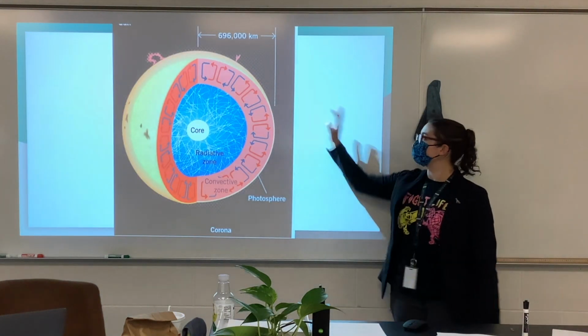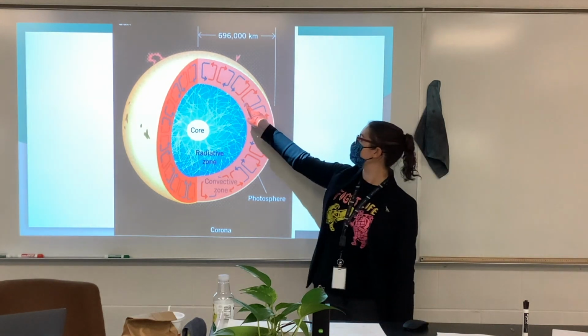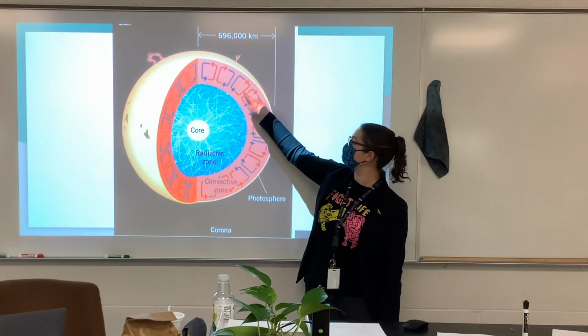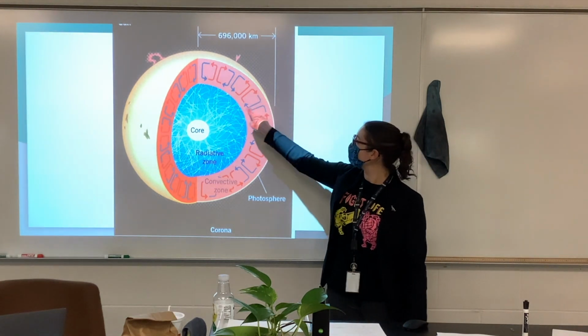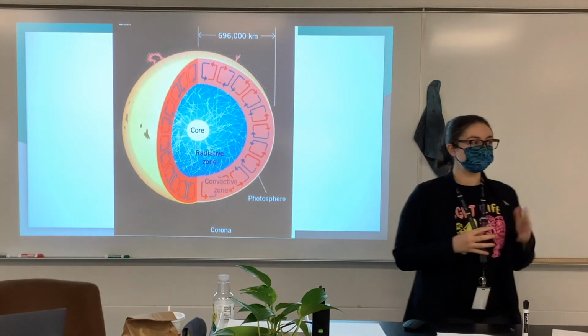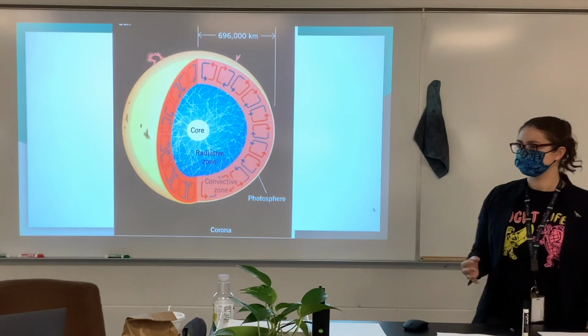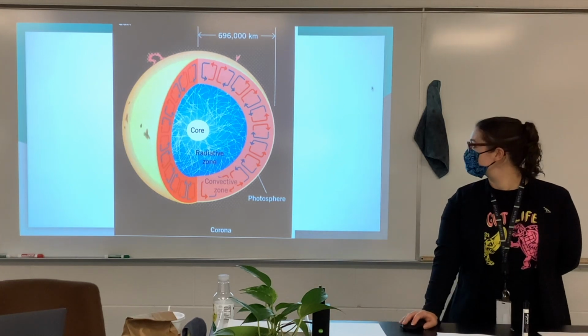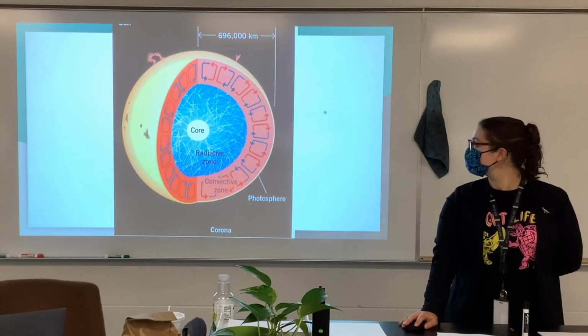And this is another diagram of convection here. So you can see the red arrows are showing the warm plasma rising up, and then it cools and sinks. And you have that whole cycle throughout the entire convection zone. I think that diagram's in your notes as well.